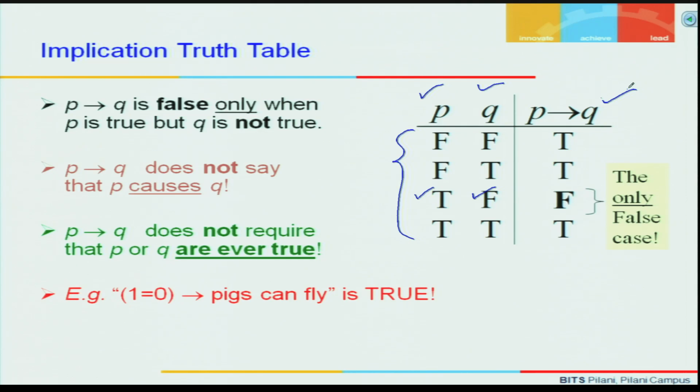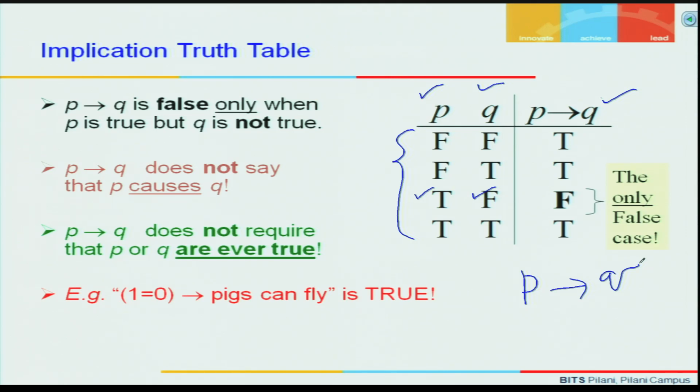Why I am saying it is a little bit tricky here: generally, when I have a statement called P implies Q, people assume that P causes Q. That does not mean that. P implies Q is a compound statement. When can I assume Q is true? Only in this situation.